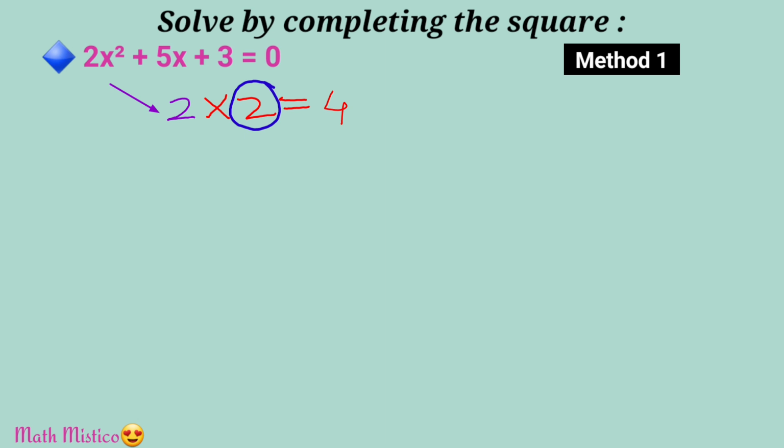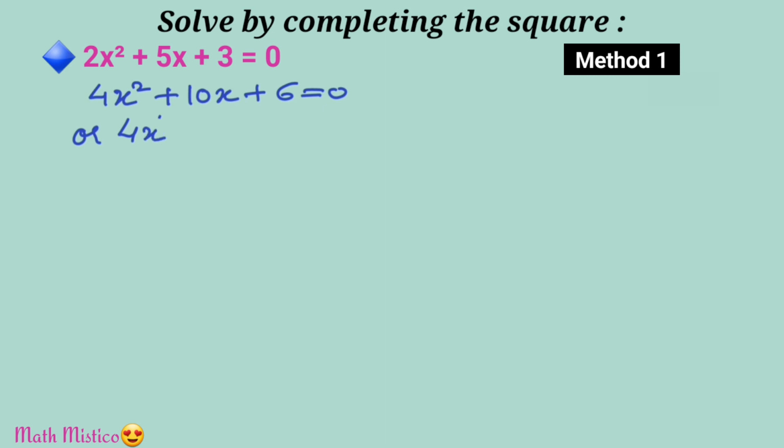Multiplying the equation means multiplying each term by 2. So the new equation becomes 2 into 2x square, that is 4x square, plus 2 into 5x is 10x, plus 2 into 3 is 6, equal to 0. Next, we move the constant term to the right hand side and we have 4x square plus 10x equal to minus 6.